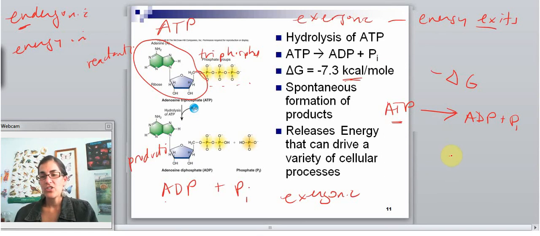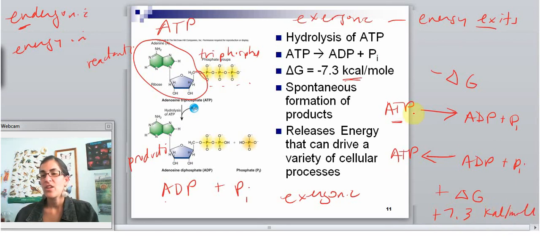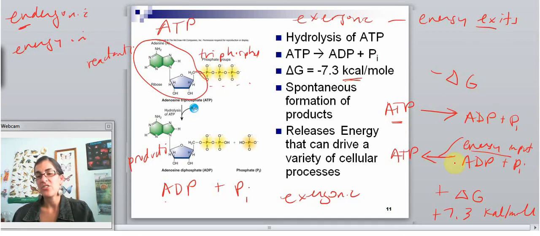If I want to make this reaction go the other direction, so I'm changing the direction of my arrow, this now becomes a positive free energy change. And in fact, it would be positive 7.3 kilocalories per mole. That's because each side of the arrow has the same amounts of energy. It's the products and the reactants that change. So by changing the direction of the arrow, I change this into a positive free energy change. That means that energy has to go into this reaction. So if breaking down ATP releases energy, then making ATP will have to have an input of energy.